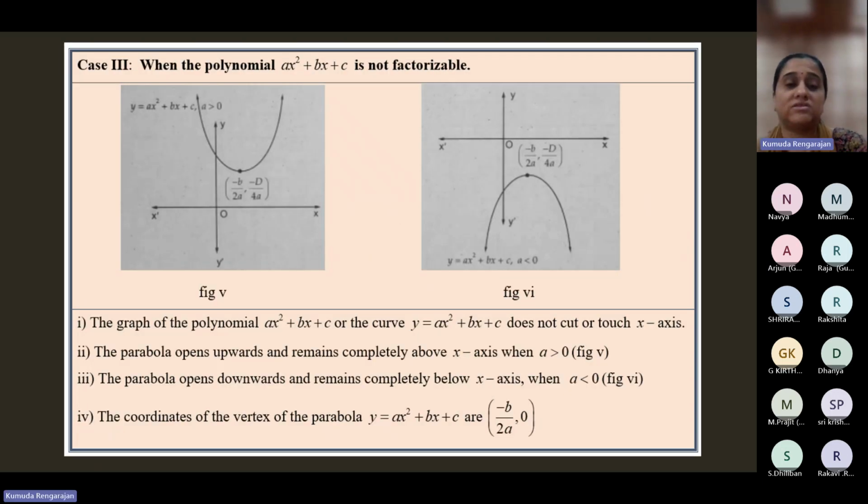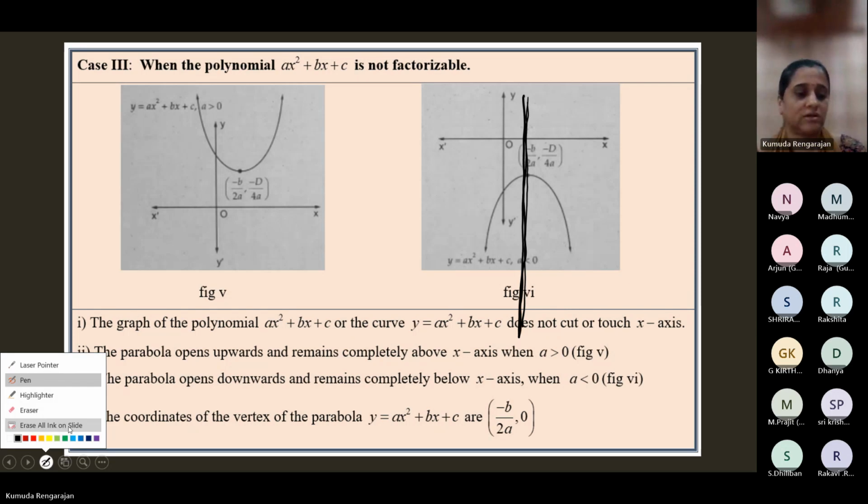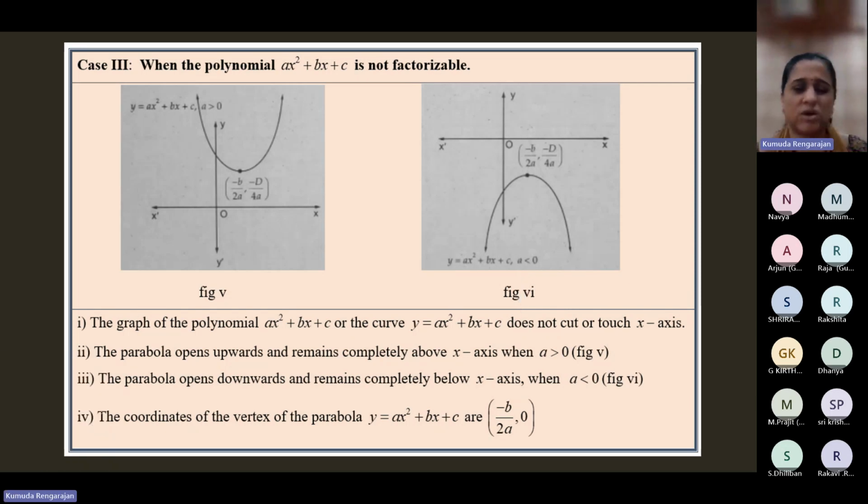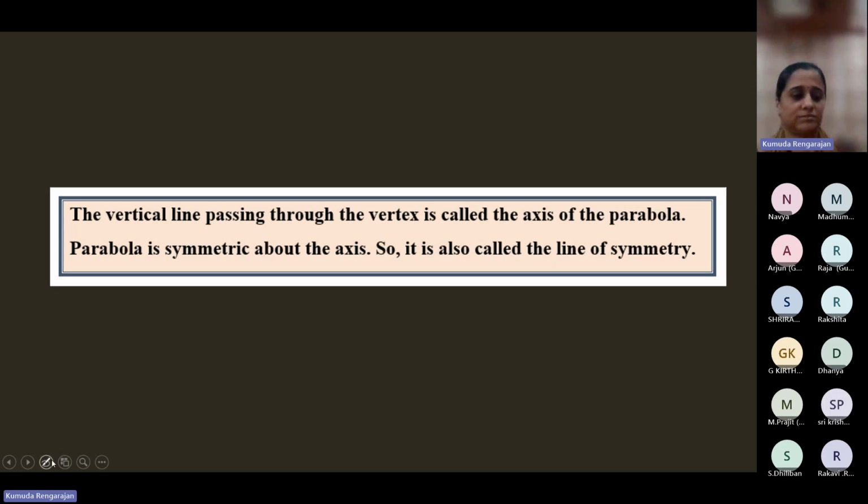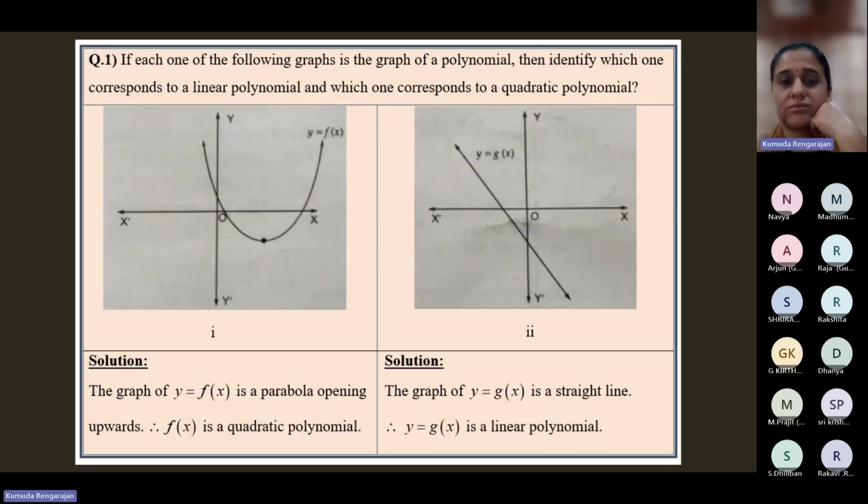Yeah, the parabola is symmetric. This is the line of symmetry. So the parabola is said to be symmetric about this axis. And this is called the line of symmetry of the parabola. Line of axis or line of symmetry. It's called the principal axis, whatever. Axis of the parabola or line of symmetry.